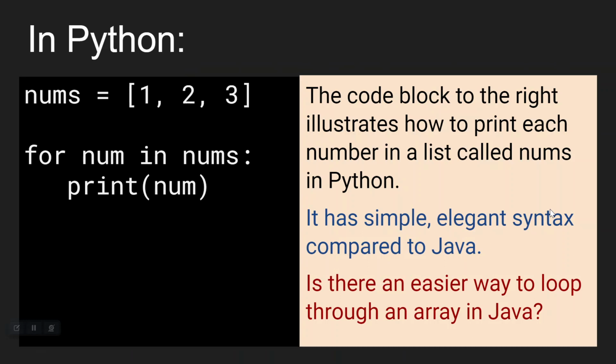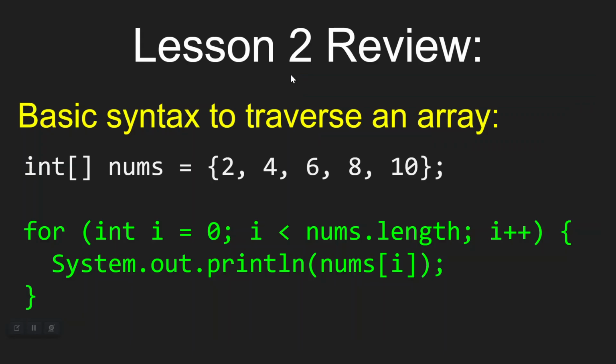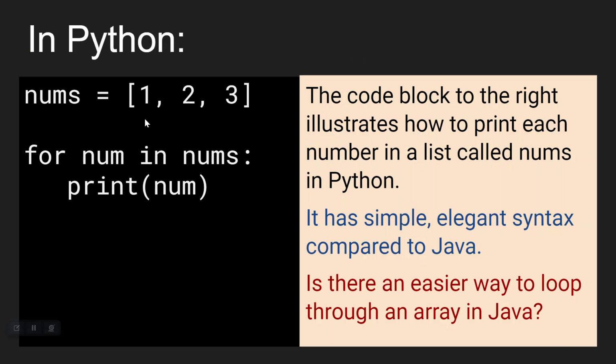You know, I also teach AP Computer Science Principles, where I teach Python. And one thing I really liked about the Python programming language is just how easy it was to follow the syntax and understand what it was doing. So here's a little code snippet over here. The code block to the right illustrates how to print each number in a list called nums using Python syntax. And I just find that the syntax in Python is very simple and elegant compared to Java.